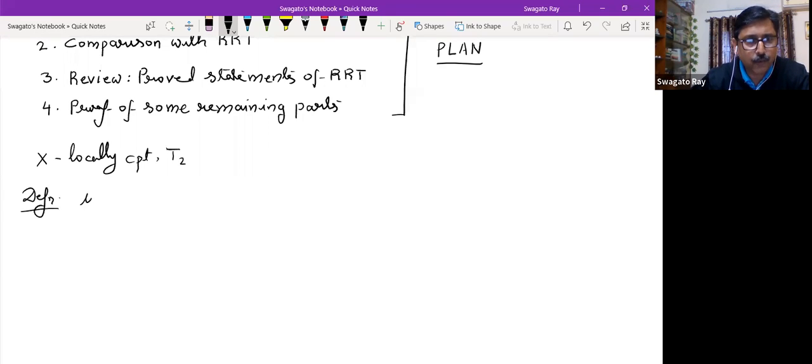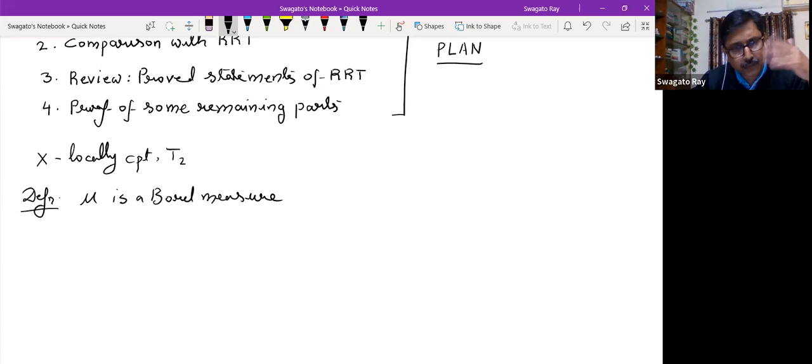Suppose mu is a Borel measure. What do I mean by that? It means mu is defined on a sigma algebra which contains all Borel sets. So it could be defined on the Borel sigma algebra, or it could be defined on a bigger sigma algebra. The only demand is that all the sets of the Borel sigma algebra should be in the sigma algebra of the measure. Then mu is called a Borel measure.